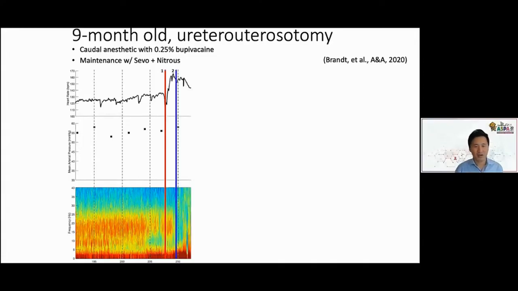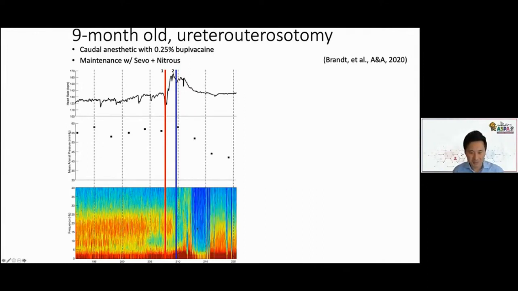Okay, so now the red line here, the patient moves. You can see immediately after that, there's a skyrocketing heart rate. At point 2, the anesthesiologist gives a bolus of propofol to restore unconsciousness. And then what happens after that is you see this period of blue indicating complete silence for several minutes.